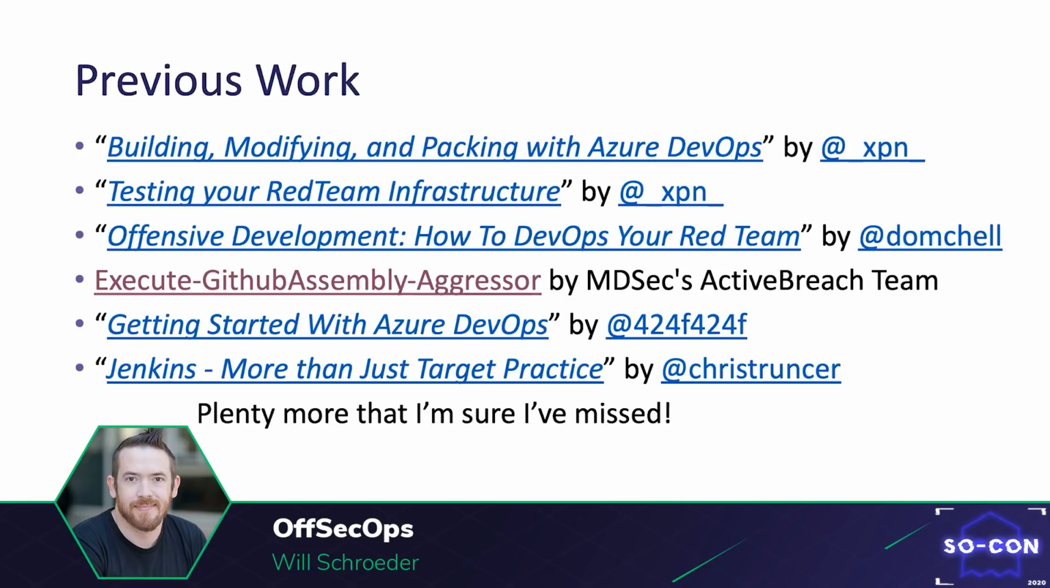So there's definitely some previous work here. A lot of it is from XPN, Dominic Chell, and some other people at MDSec, normally like Azure DevOps type stuff. There's a little bit from ReverseShell as well, and there's a bit of Jenkins stuff from Chris Truncer. I'm sure there's plenty more that I've missed. I just tried to do my best to kind of pull up some of these references.